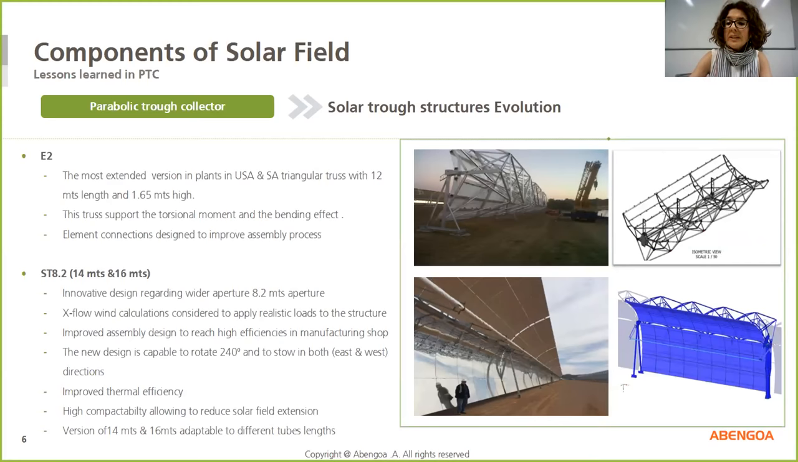This collector has an aperture of 8.2 meters. The design has an improved assembly procedure to achieve greater manufacturing efficiency and is capable of rotating 240 degrees. The stop position in this design is in both directions, east and west. With the Spacetube, we have improved the thermal efficiency of the solar field, and we have greater compactness, reducing the extension of the solar field.